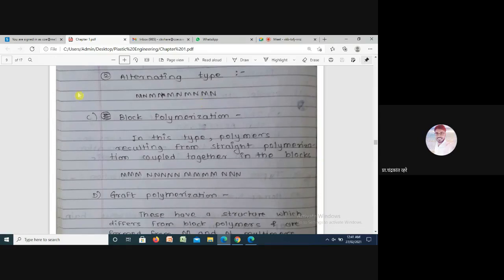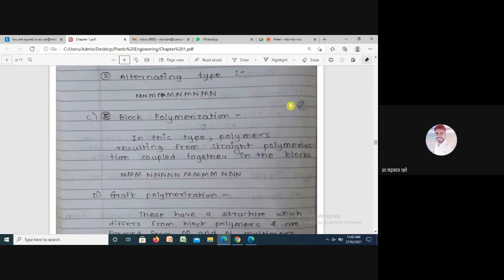Okay, give the C type, block polymerization. In this type, polymers resulting from straight polymerizations are coupled together in blocks. If suppose there are M and N polymers, just a block. So suppose 3 M having one block, 4 N having one block. So they will connect like that. 3 polymer block, 4 polymer block, 5 polymer block. They will get connected to each other in blocks, not single units, not like that. So give the heading C, block polymerization.